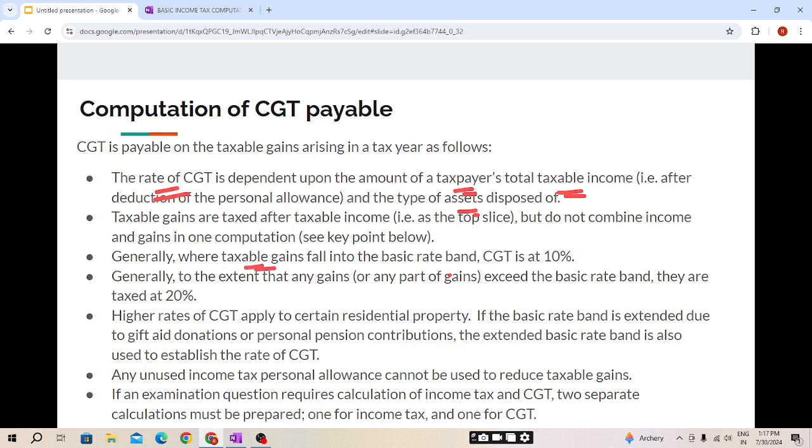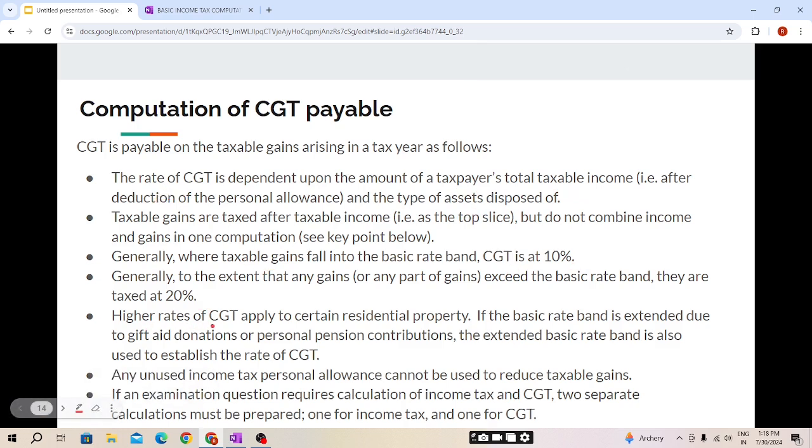Where the taxable gains fall in the basic rate band, it is 10%. Generally, to the extent that any gains or any part of gains exceed the basic rate band, they are taxed at 20%. So in CGT we have two types of rates, students, 10% and 20%, and we have further rates for residential property we'll be covering now. First we need to see the taxable total income, and then the CGT rate will be decided for the taxable gains. If it is within the basic rate, 10%, above basic rate 20%.